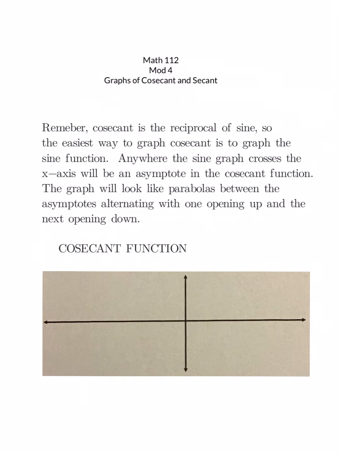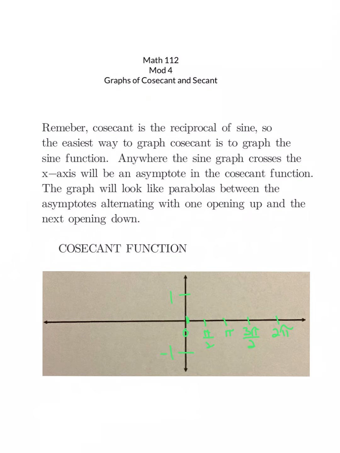So let's actually graph the cosecant function. Remember the labels for the basic sine function. We started at 0, and we had pi over 2, pi, 3 pi over 2, and 2 pi. So those were the 5 marks that we used on the sine function. The high and low on the sine function, the amplitude, was 1.